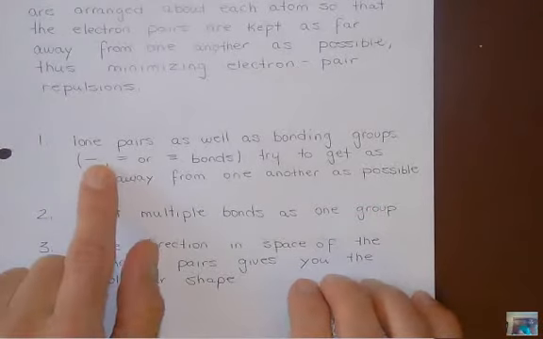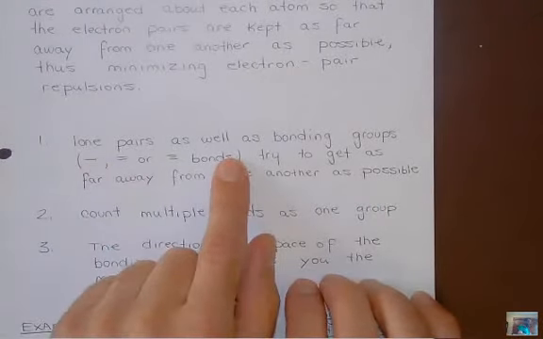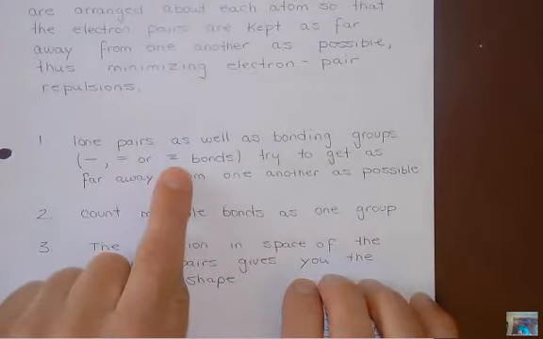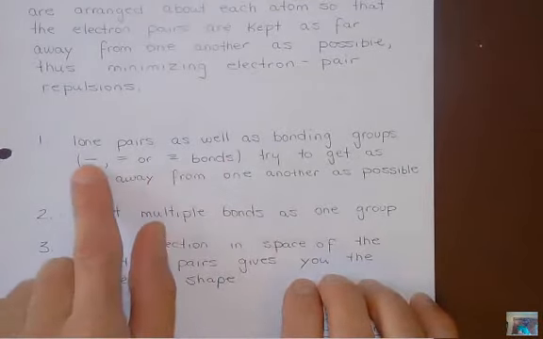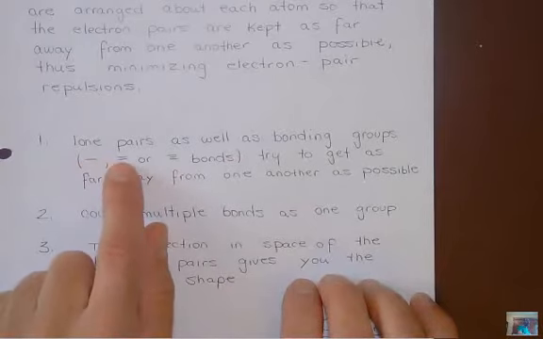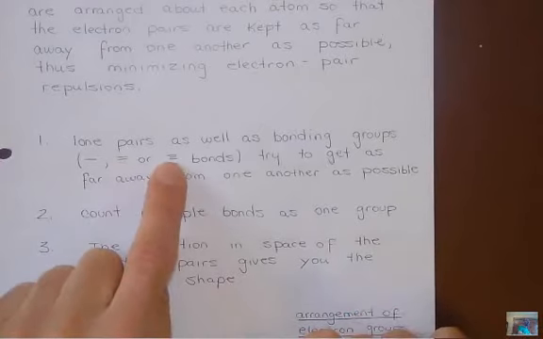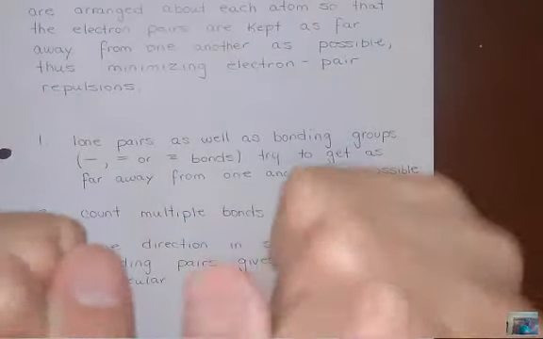The first thing is lone pairs as well as bonding groups. Now, a bonding group can either be a single bond, a double bond, or a triple bond. A single bond counts as a bonding group. A double bond is a group of electron density, 1 group, not 2. And a triple bond is a group of electron density. Why does a triple bond count just for 1 group? Because those 3 bonds are centralized between the same 2 atoms.